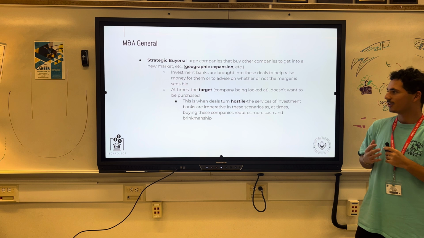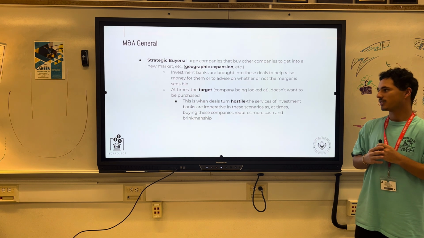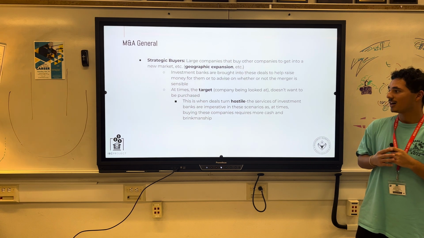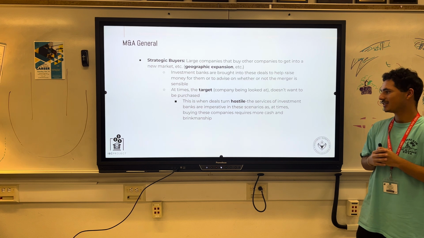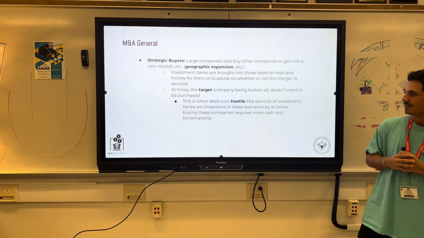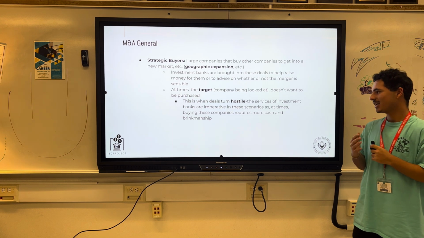At times, the target or the company being looked at doesn't want to be purchased. This is when the deal turns hostile. The services of the investment banks are imperative in these scenarios. At times, buying these companies requires more cash and brinkmanship, right?